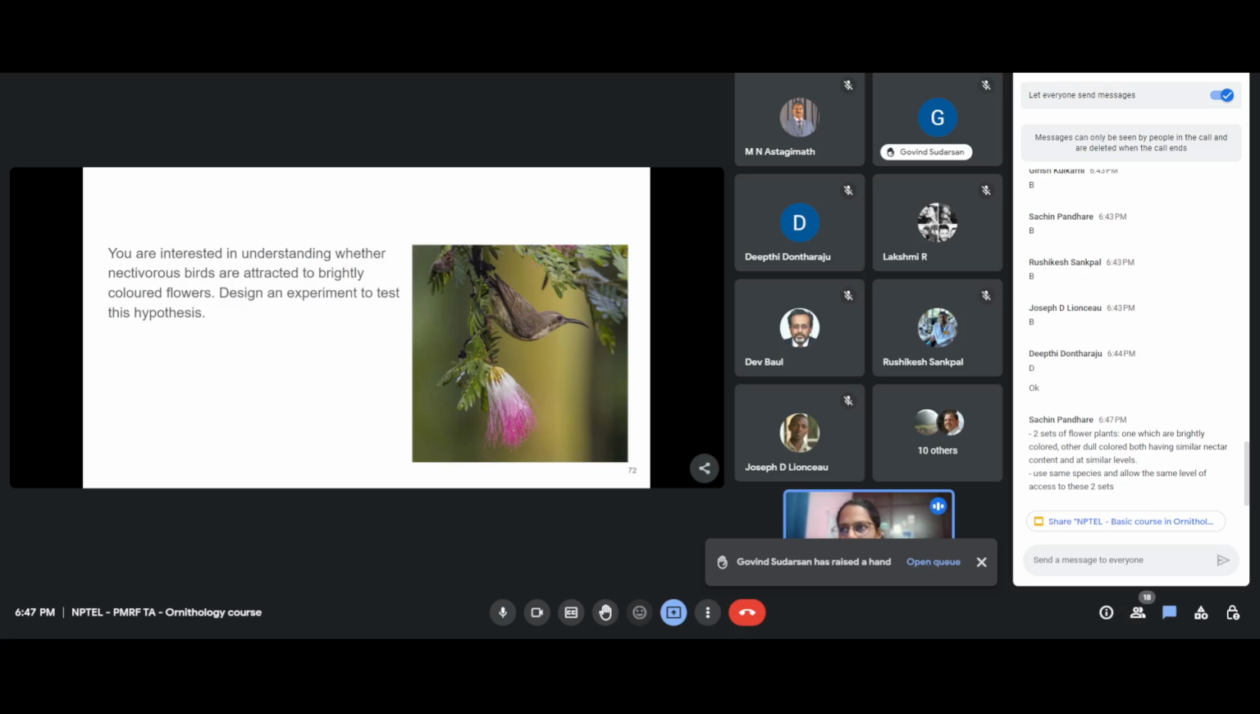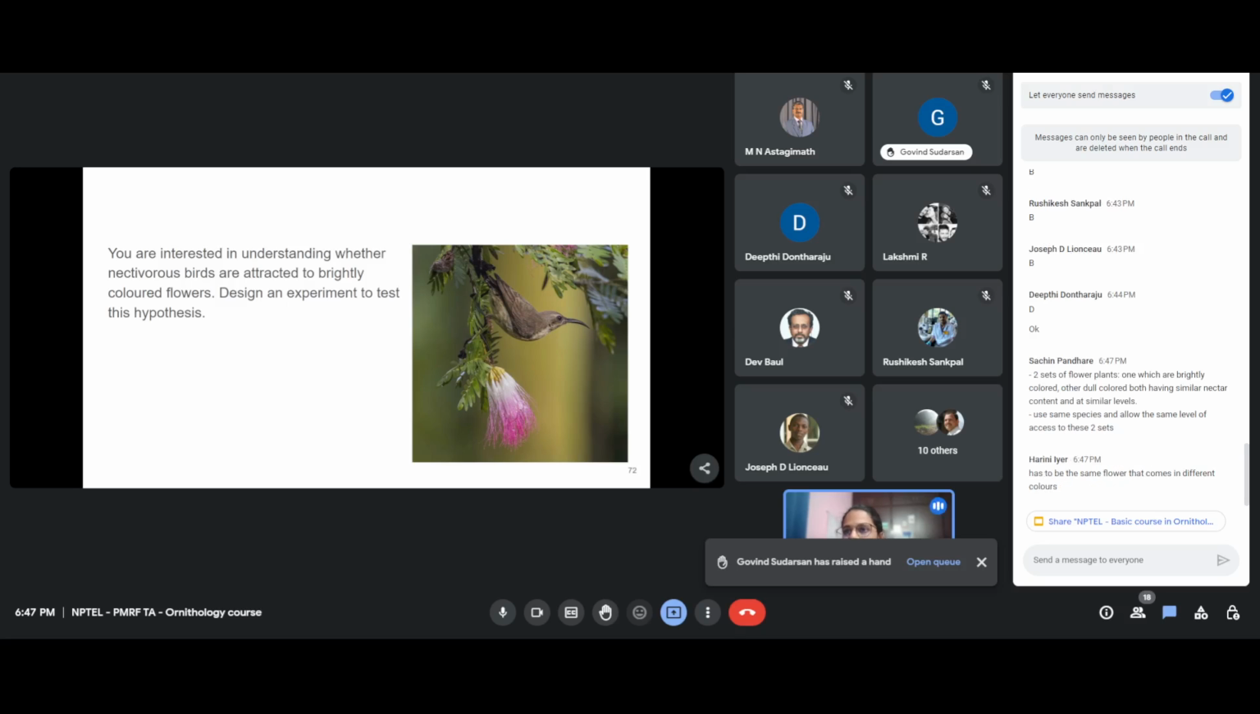I'm just going to read what Sachin has put. Two sets of flowering plants, one brightly colored, the other dull colored, both having similar nectar content. Yes, that is very important. It needs to have similar nectar content and at similar levels, correct. Use the same species and allow the same level of access to these two sets. Same species of flower or bird? No, same species of bird.